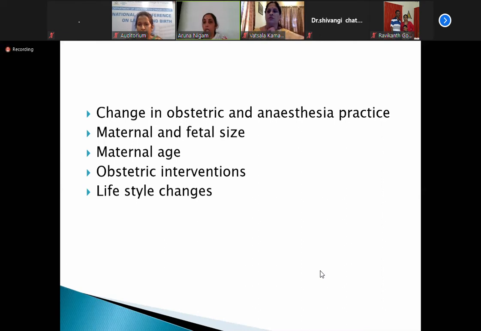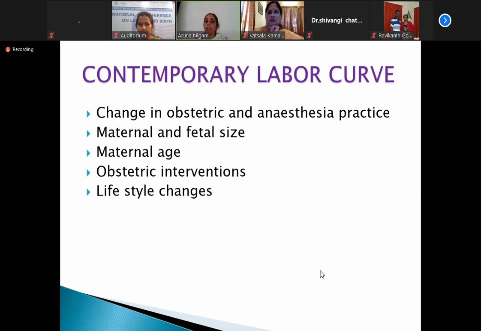That's why from 2002 to 2008, Dr. Zhang and his team studied labor and gave the contemporary labor curve. This word is very important. Don't say Zhang's curve, use contemporary labor curve. We have the conventional partograph and a contemporary partograph. Contemporary means contemporary obstetrical practice, and the contemporary labor curve was given by Zhang et al.